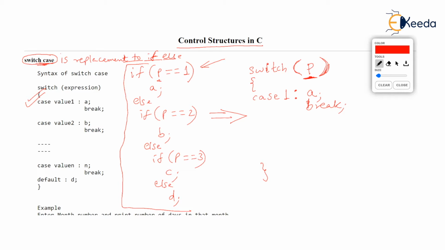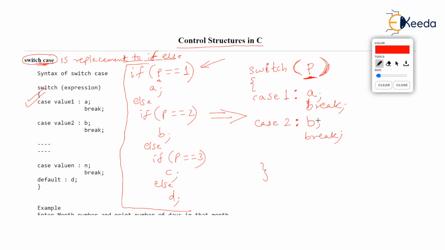After case 1, we will write case 2. Now, how do you read this? Case 2 colon. You are saying if the value of this variable p written in the bracket of the switch is equal to 2, then run statement B. As you see in the if, the condition p equal to 2 is true, then you want to run B, and then there will be a break statement.